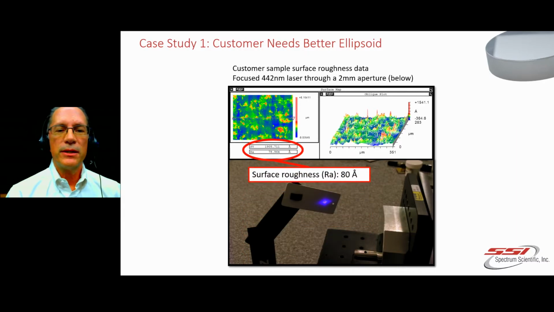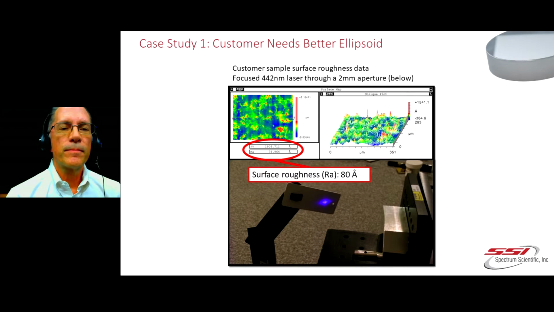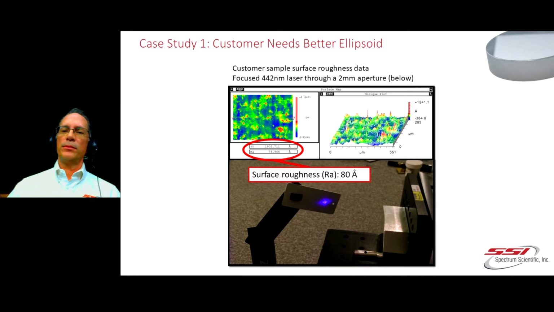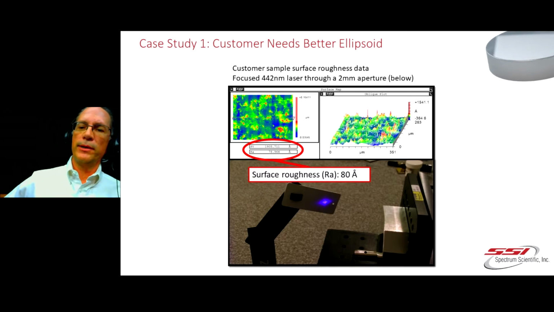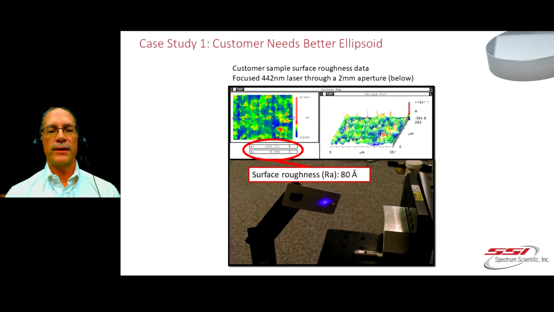Here's the first case study we're going to dive into. This was an ellipsoid mirror that a customer came to us looking for some help with. They needed to keep the cost down, so they were having it diamond turned into aluminum and then subsequently post-polished, because it's being used below 200 nanometers. So they had to get rid of the periodic structure. Aluminum's not easy to polish.